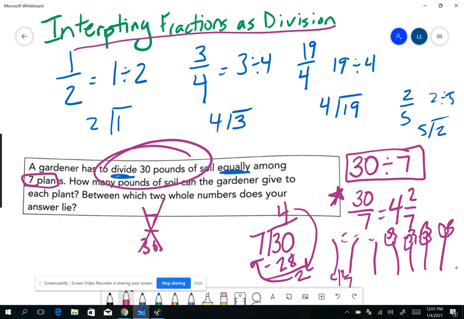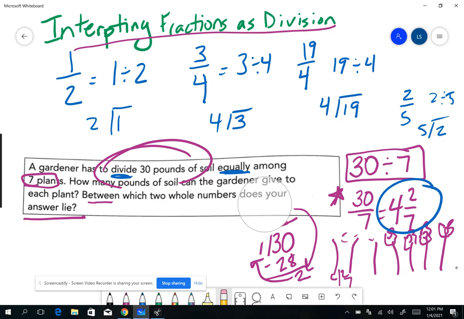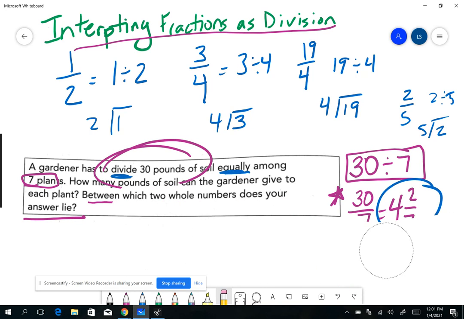Now, the next part of this question says, between which 2 whole numbers does your answer lie? So my answer is 4 and 2/7, right? Let me get rid of some of this stuff here. My answer is 4 and 2/7. Which whole numbers does that lie? 4 and 2/7. So what whole number is before the 4 and 2/7?